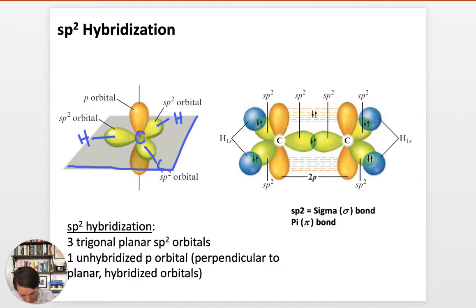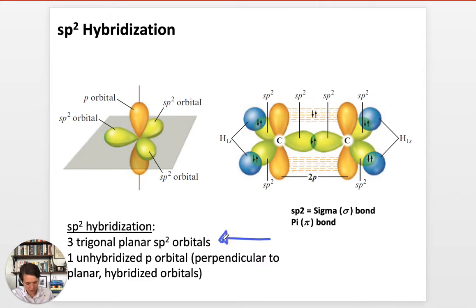Perpendicular to that, we have our p orbital, where we have this loose association between each other. So here we have a sigma bond, sigma bond, sigma bond, sigma bond, sigma bond, and these are pi bonds. So this is a really big thing to understand.